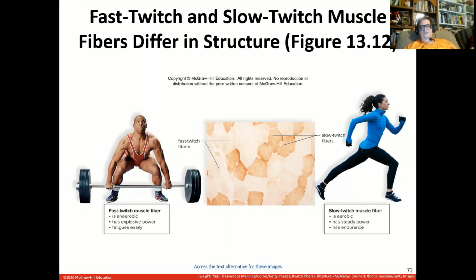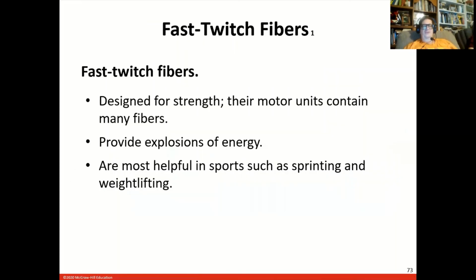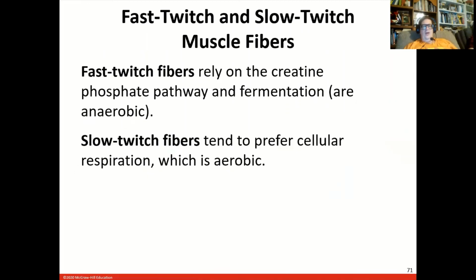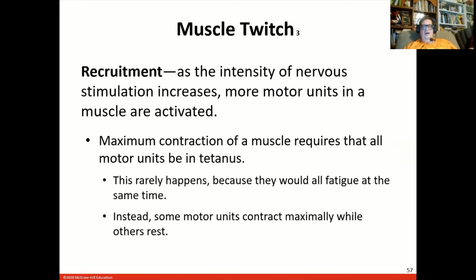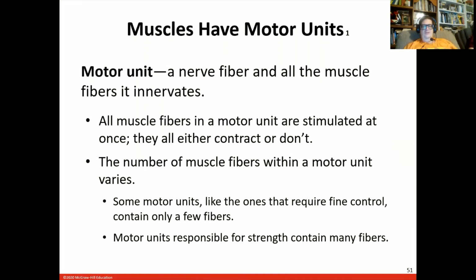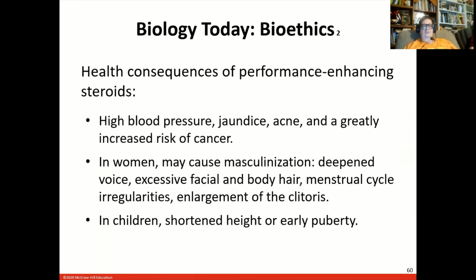All right. The fast twitch ones they're showing as light color, and the slow twitch ones as dark color. Every muscle can have some of each, but different muscles and different muscles in different people can have different mixtures, different amounts. So the fast twitch fibers are for strength, and we already said that way back when we first started talking about motor units. Some motor units, ones for fine control, have only a few fibers. Motor units for strength have many fibers. This is where this comes into play.